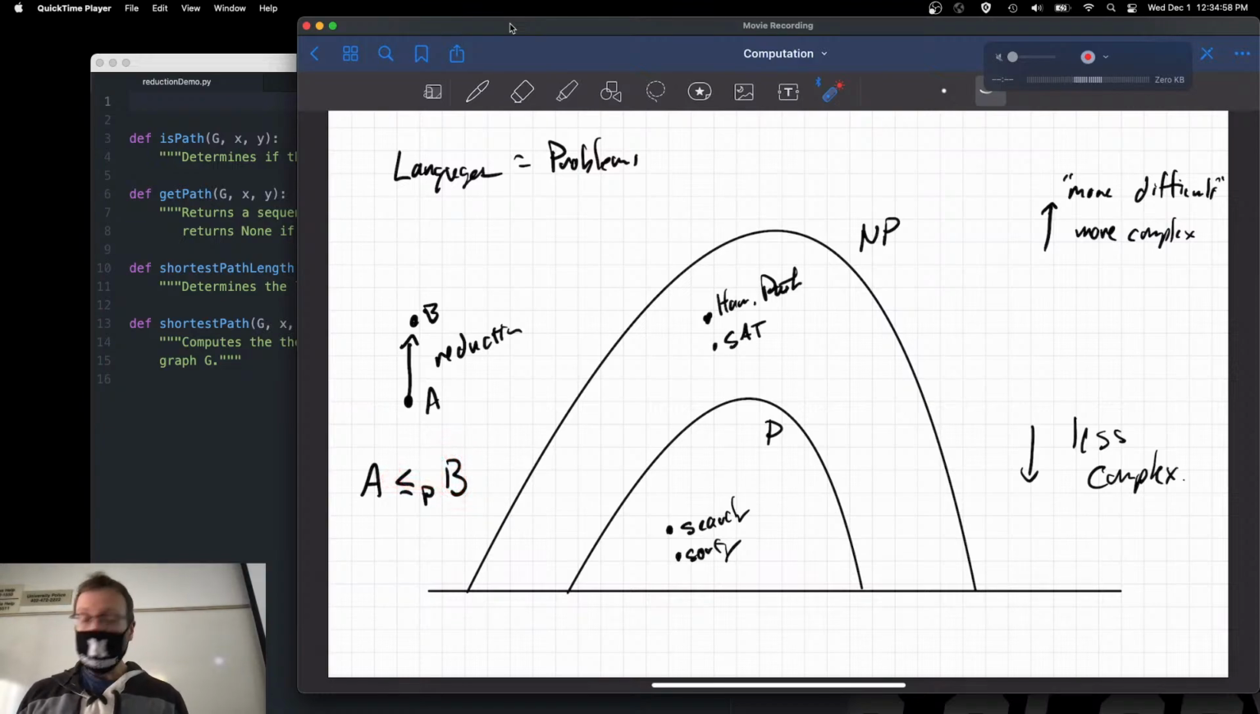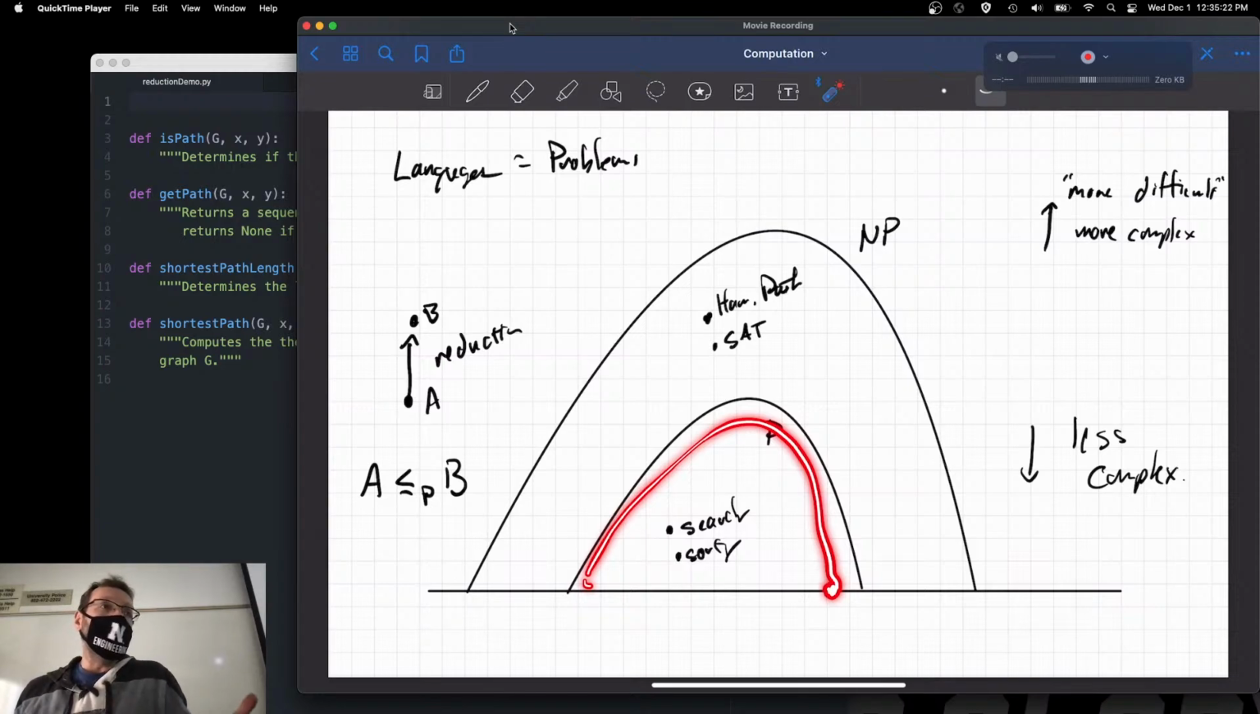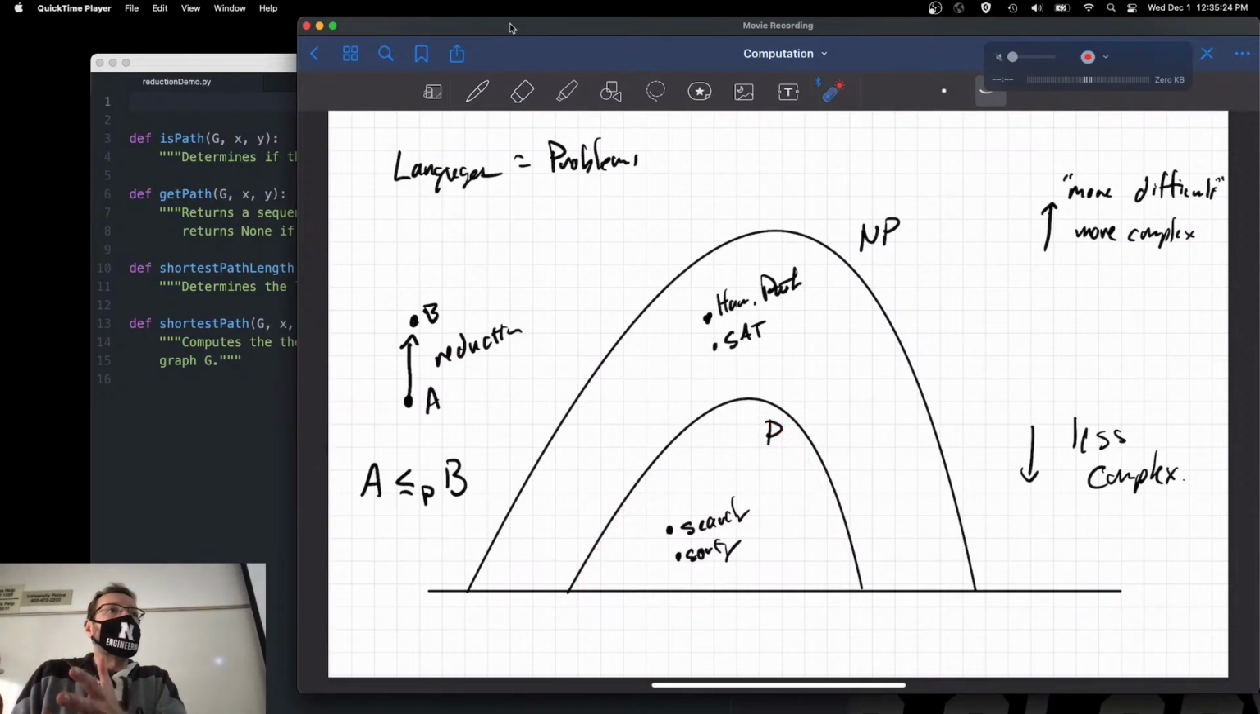Or another way of saying this is that A is no more complex than B. That's why we're using the less than or equal to sign here. It could be that they have the exact same complexity, that A is equal in terms of complexity to B. If you looked at searching and sorting, you'd see that they're in the same complexity class right here, P. Then you would say that they have equal complexity, even though one of them is an order n squared algorithm and one of them is an order n log n algorithm, whatever.